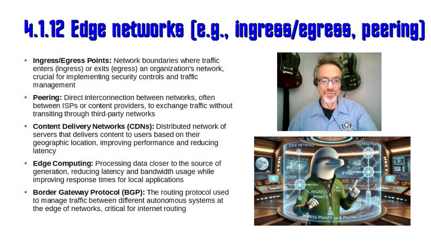Peering refers to the direct exchange of data between networks, typically between internet service providers or large content providers. While peering can reduce latency and improve performance, it also requires strict security measures to prevent unauthorized access or attacks on the network. Content delivery networks and edge computing are part of this conversation as they reduce latency by bringing data closer to the end user or processing it locally at the edge.